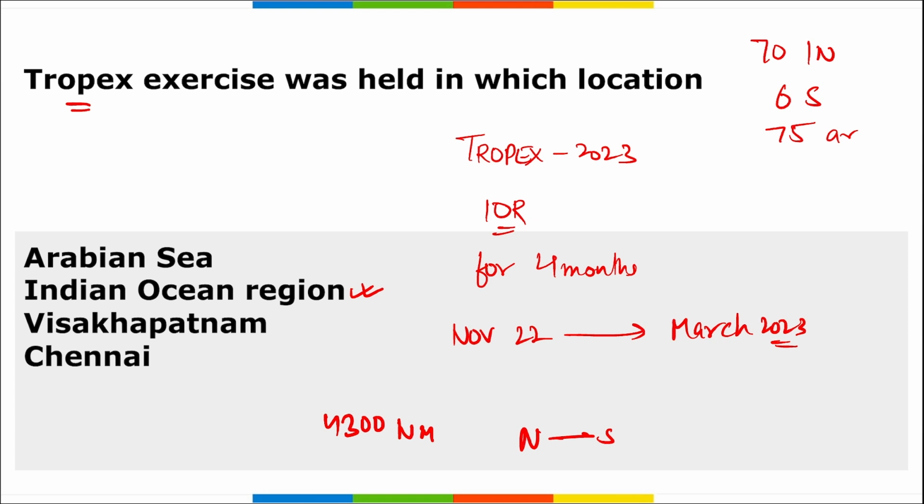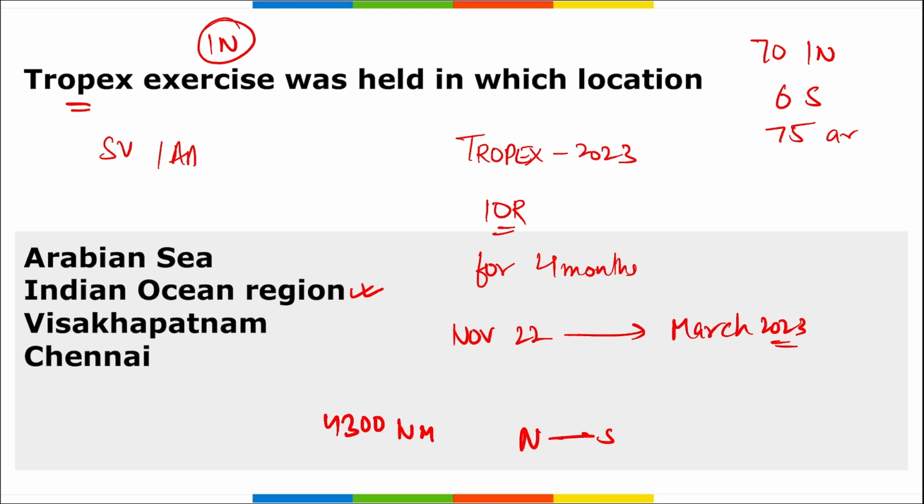This exercise was conducted by whom? Indian Navy. Apart from this, the Coastal Defense Exercise Sea Vigil and AMFEX were part of the overall exercise program. These exercises included the Indian Army, Indian Air Force, and Indian Coast Guard also. So this is your Tropex 2023.